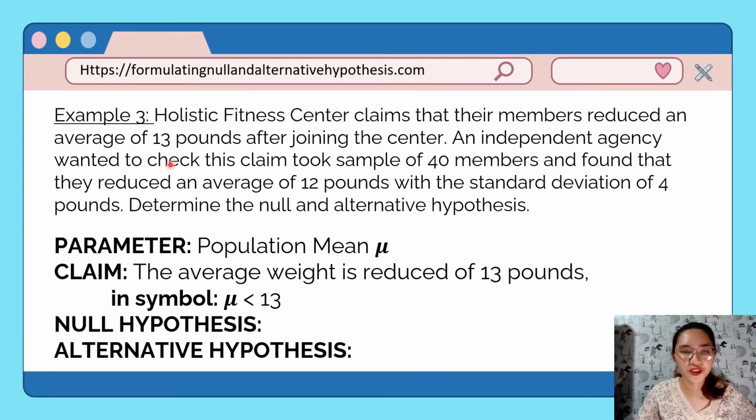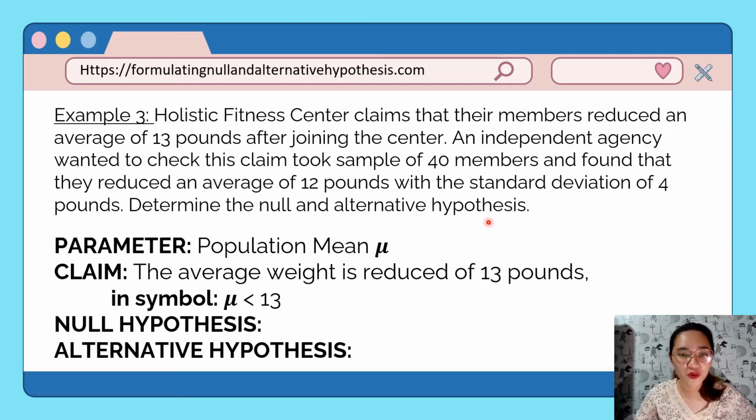Okay. For third example, Holistic Fitness Center claims that their members reduced an average of 13 pounds after joining the center. An independent agency wanted to check this claim. They took a sample of 40 members and found that they reduced an average of 12 pounds with a standard deviation of 4 pounds. So determine the null and alternative hypothesis.